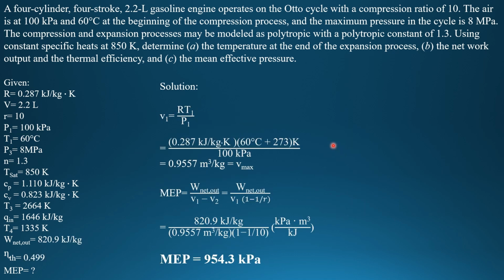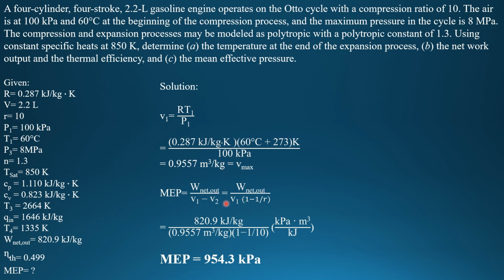Lastly, to get the mean effective pressure, we have this equation here. The MEP is equal to net work output over the specific volume at state 1 minus the specific volume at state 2, that is also equal to net work output over the specific volume at state 1 times 1 minus 1 over the compression ratio.